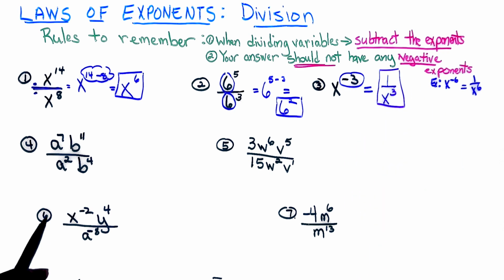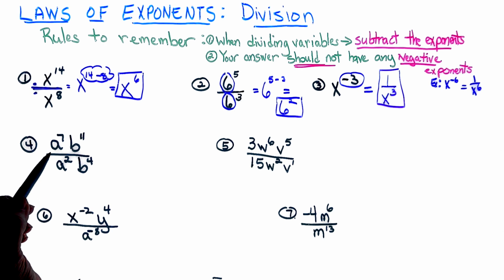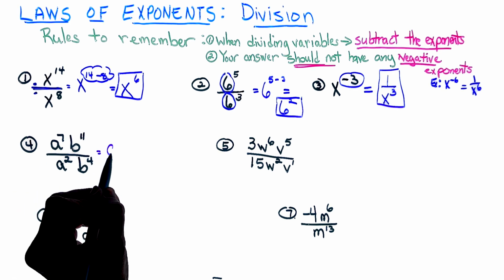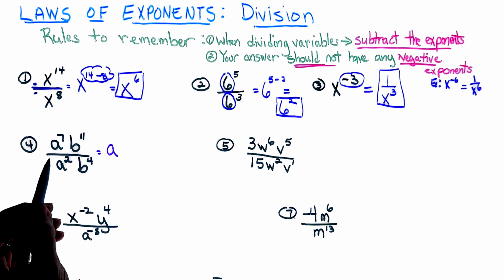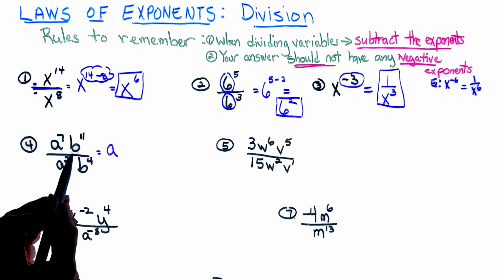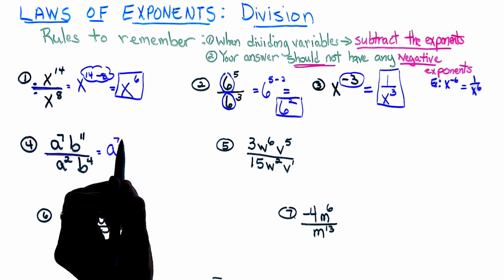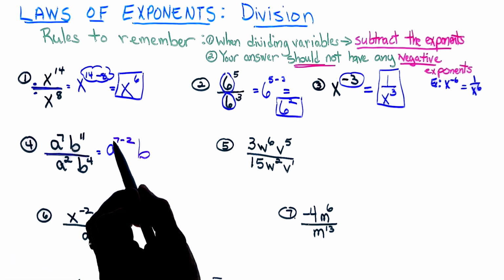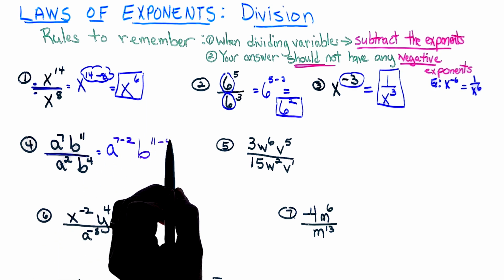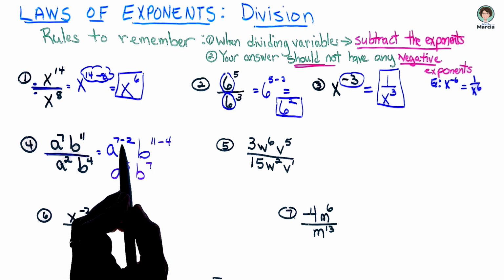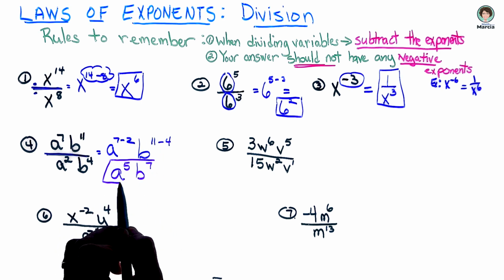All right, for number 4, we have a to the 7th, b to the 11th, divided by a squared, b to the 4th. So I am going to write my variable a. And you know what? I just realized this fraction bar reminds me of division, but it also looks like a subtraction symbol. So I know that I'm going to write 7 minus 2. And now I will write my b variable, and it is 11 minus 4. And when I simplify that, we know that it's a to the 5th and b to the 7th.